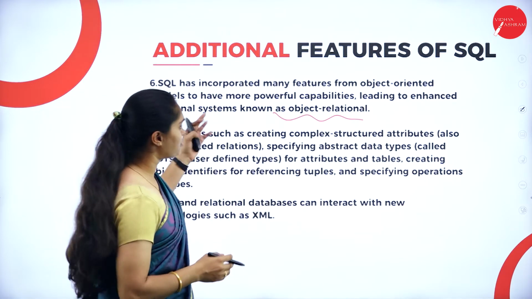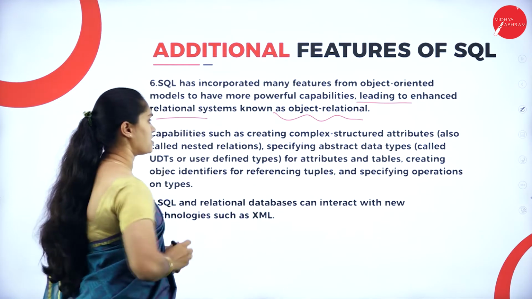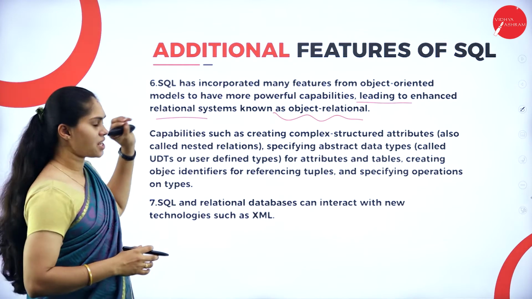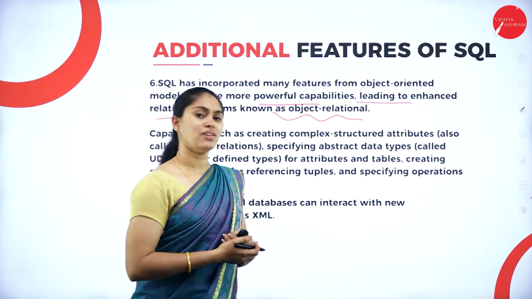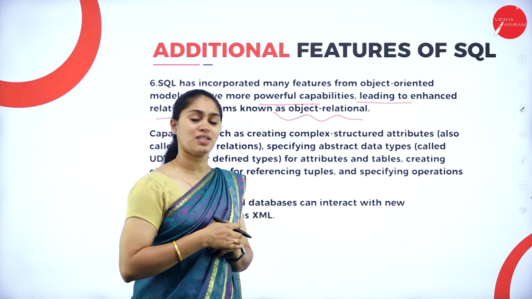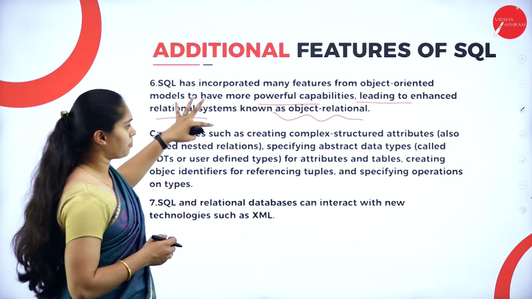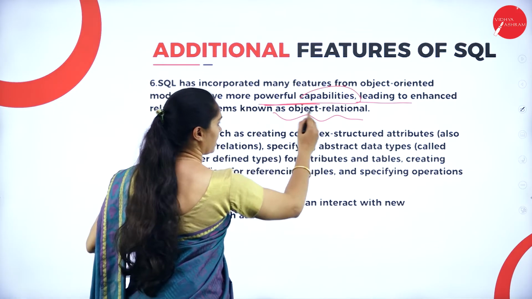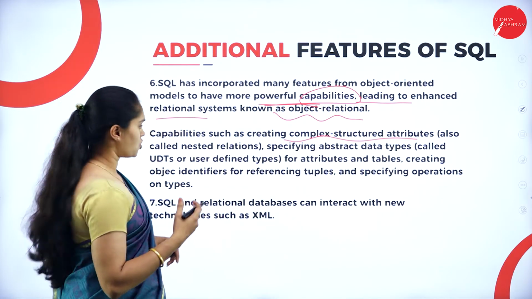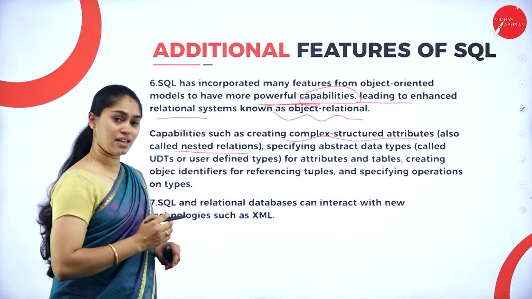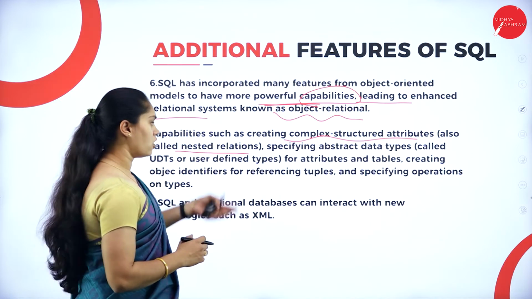With the help of this object relational, we can have capabilities leading to an enhanced relational system, and this is also considered a powerful capability. Whatever features we have, by making use of them we can have an enhanced version of writing a query. It provides more effectiveness and efficiency for writing queries. These capabilities include complex structured attributes, which is also considered a nested relationship.